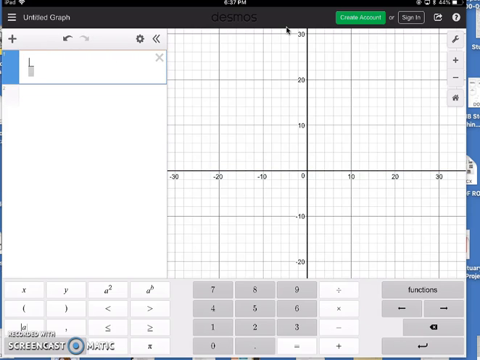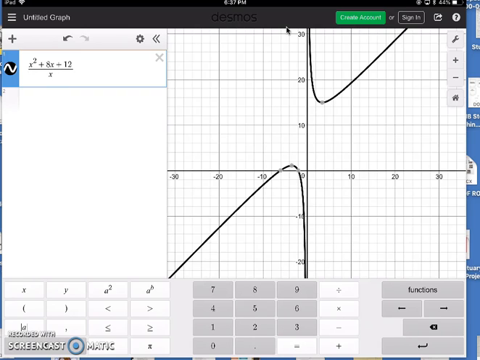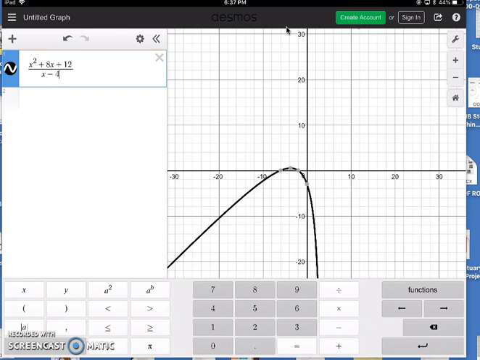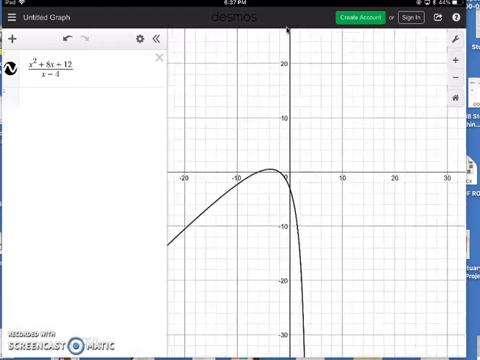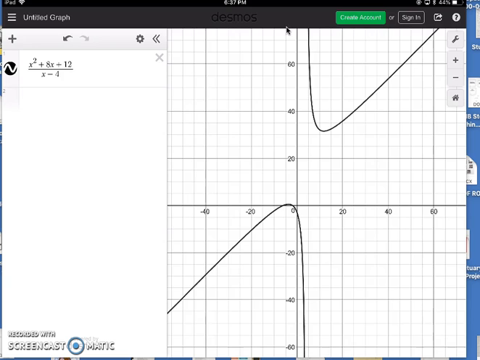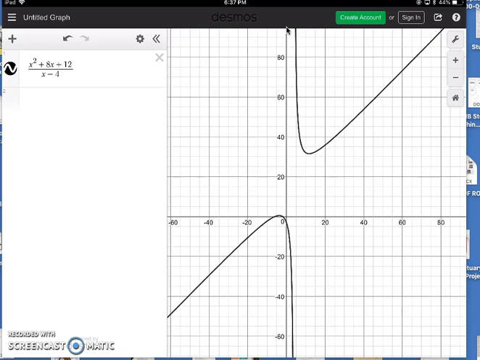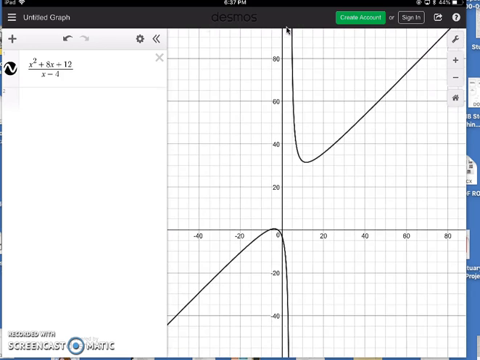Let's see. X squared plus 8x plus 12 over x minus 4. Yep, and there we have it. So we had it coming a little bit too close to the slant, but that's all right. We won't be too picky there. It's just a rough sketch.